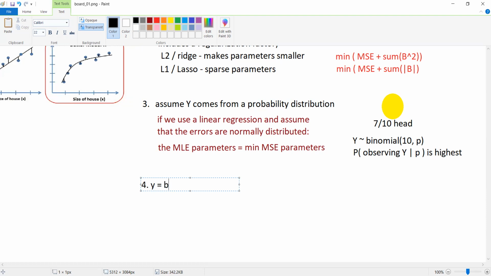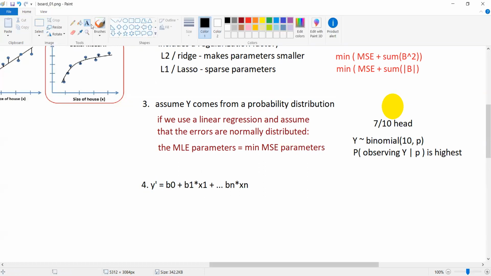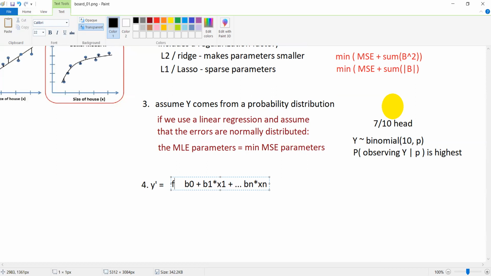So, I'm doing B0 plus B1 times X1 plus all the way to Bn times Xn. This was the linear regression, and we're going to do this as our prediction. So we do this crazy trick. You guys are not going to believe this. We're going to take what we did from the estimation, the linear estimation, and put it inside a function which is nonlinear.